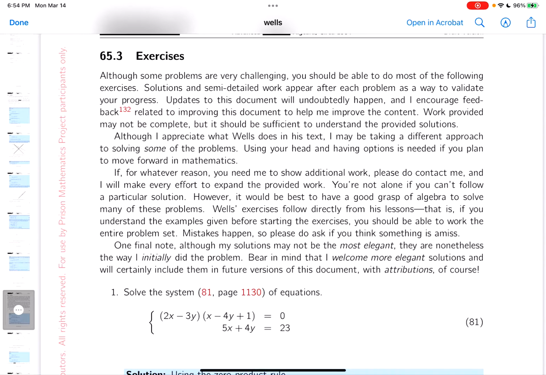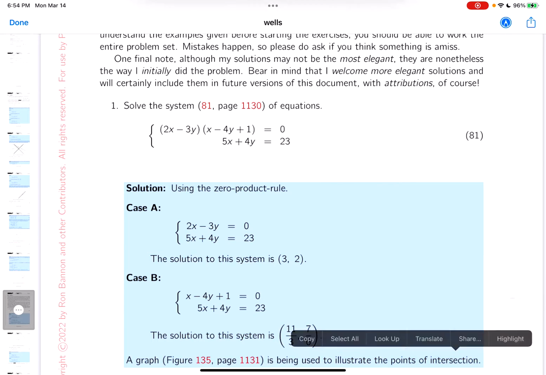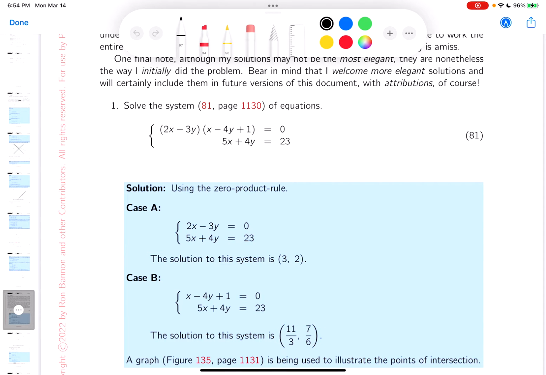So if you think about it, let's go to the blue area because it's all written down for me. The first thing I would say is 2x minus 3y equals 0. Let me get my highlighter out and point out what I mean by this. So we're saying this is 0. If that's 0, that satisfies the first equation. But the second equation also has to be satisfied, which is 5x plus 4y equals 23. So this is case A.